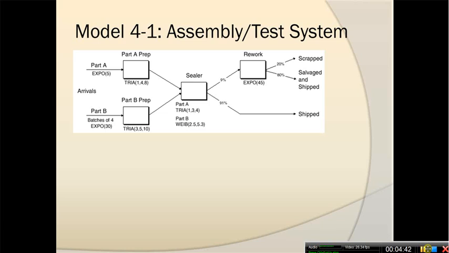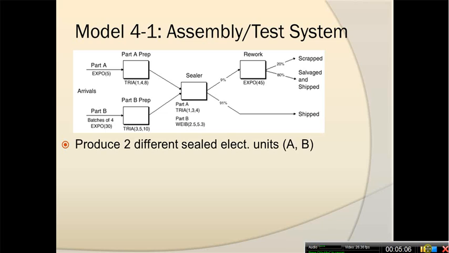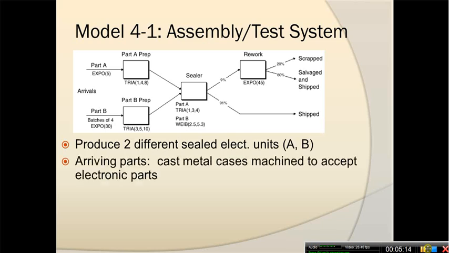So today we'll talk about how to create this Model 4.1 from the book, an assembly and test system. You can see the flowchart or logical chart for this model in this picture here. We will produce two different sealed units, parts A and B. The arriving parts will actually be cast metal cases machined to accept electronic parts.